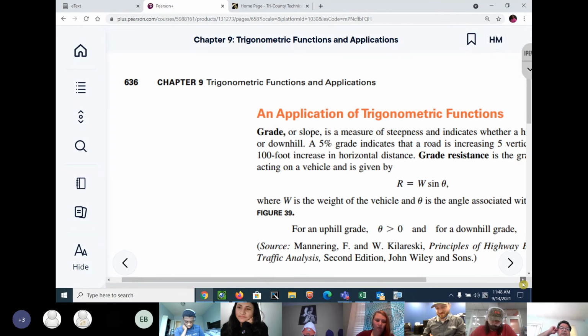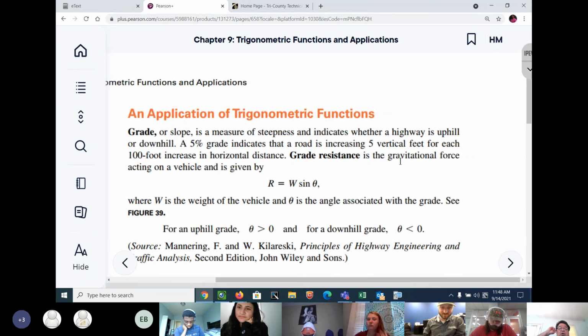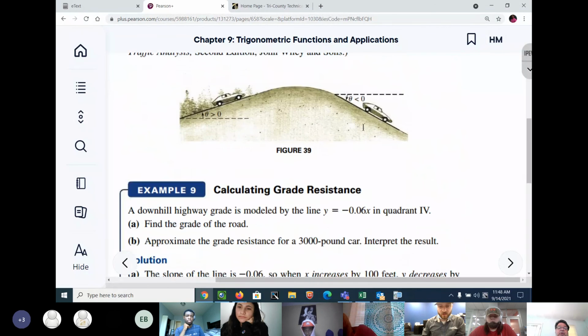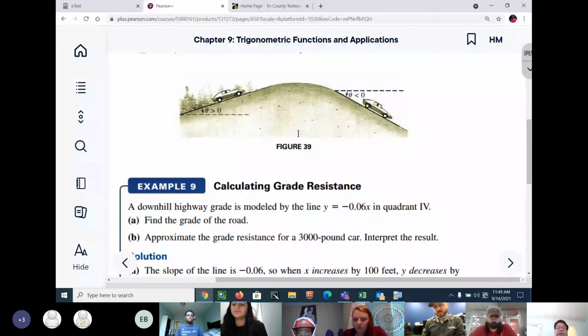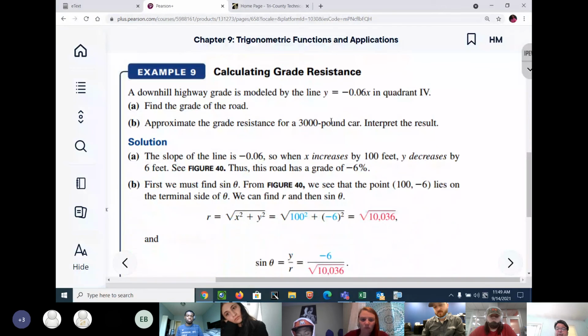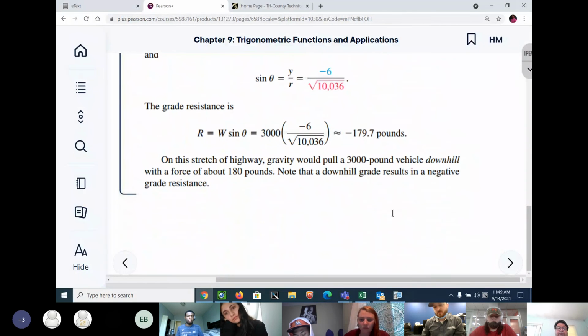All right. This is an application. This is r cosine theta, r sine theta. This is just an application. I'm not going to spend a lot of time on this. Pythagorean theorem. I'm not going to spend a lot of time on that. So y'all can read that definition. I mean, read that one if you want to. And I'm going to move on to 9.3.